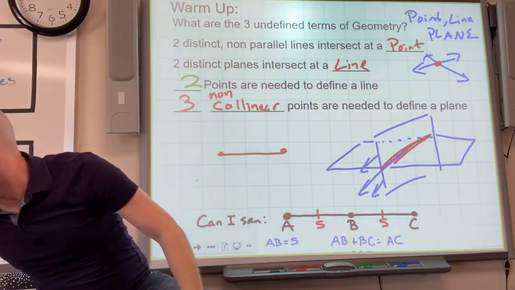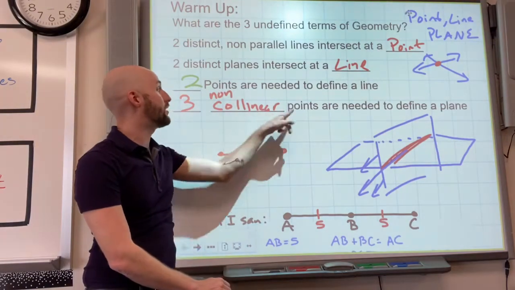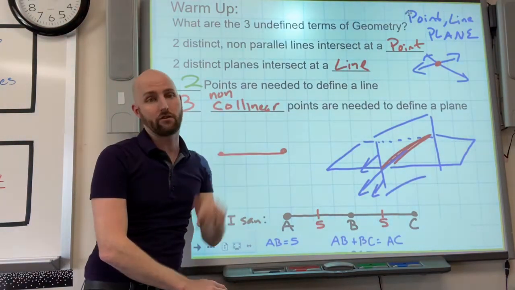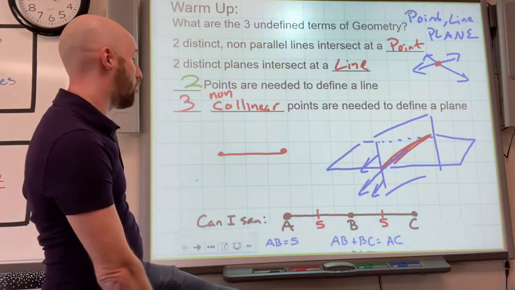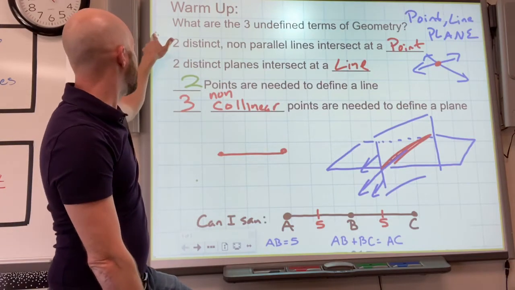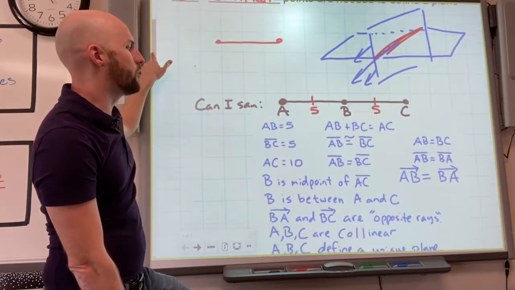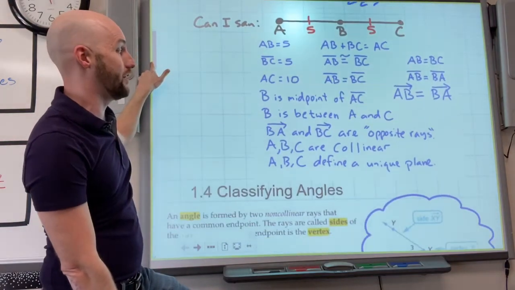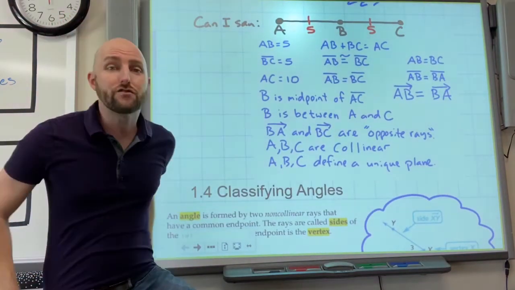So the definition of a plane requires 3 points that are not in a straight line with each other. Okay, those definitions are important. This next little warm-up I want you to look at, and I don't expect you to get all of these right your first time through, but these are just a bunch of different notations.